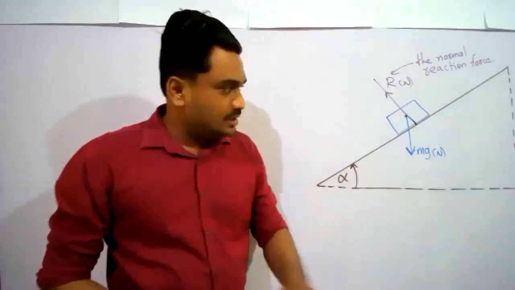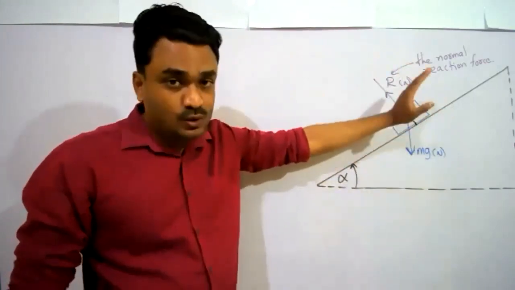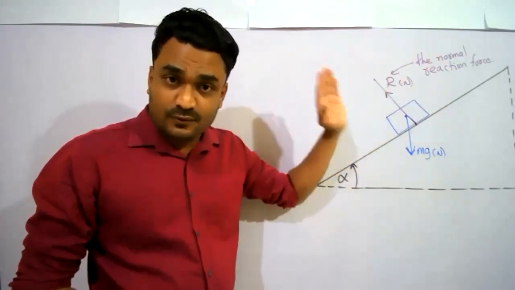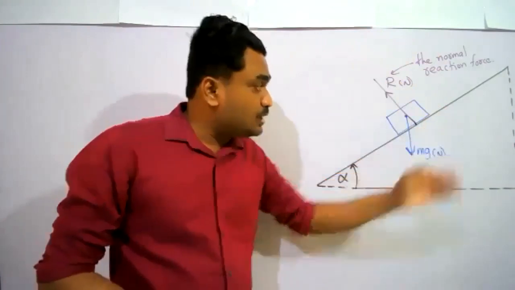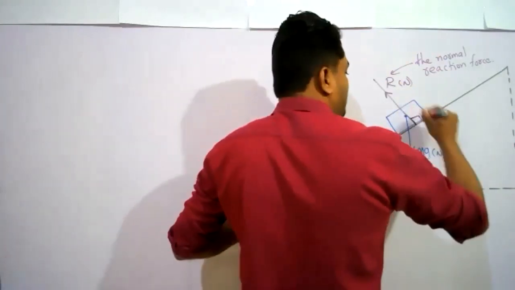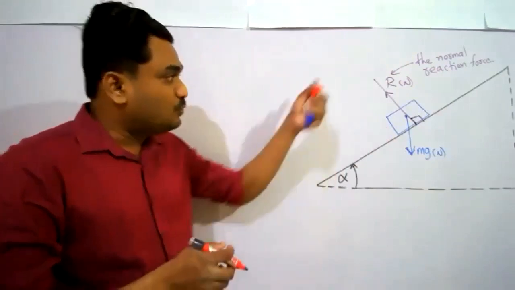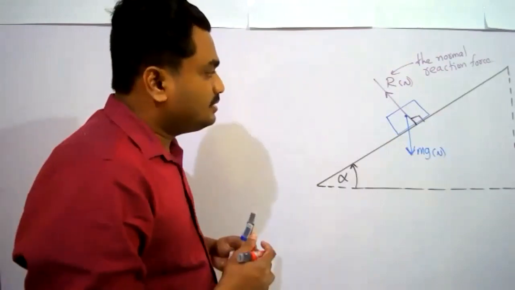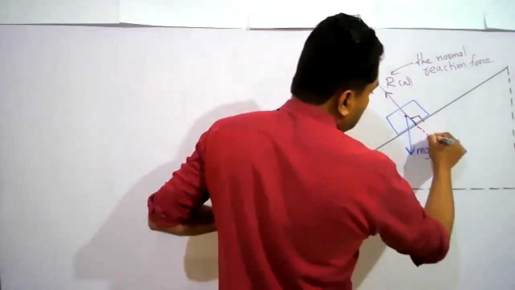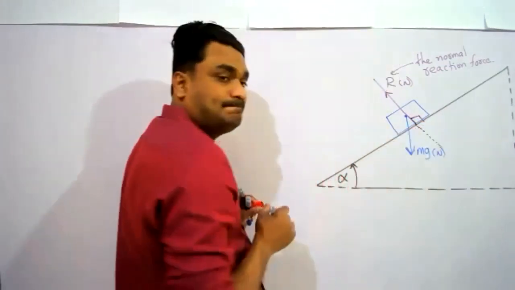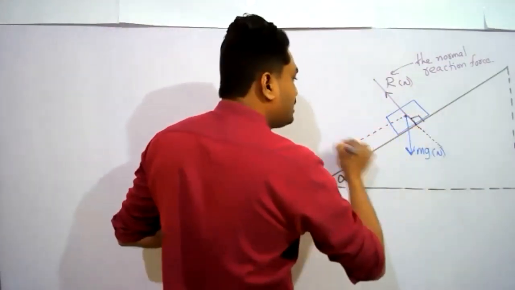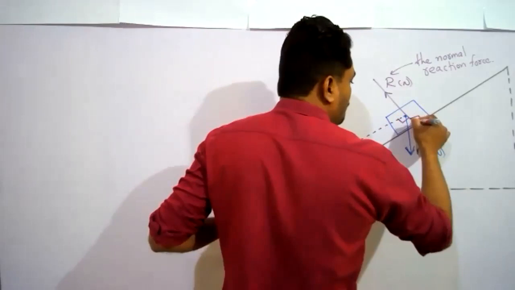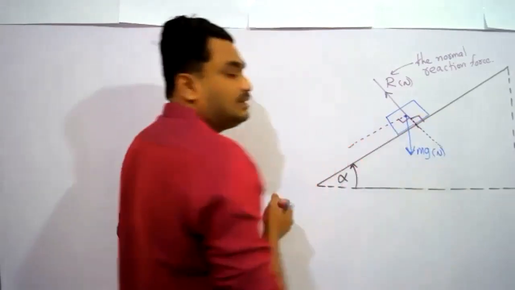When you place an object on any surface, whether it is inclined or not, that surface gives a force, and that force is perpendicular. It means this angle is 90 degrees, perpendicular to the surface. That force is known as normal reaction force. Right? Now we can divide this mg force along two perpendicular directions like this.